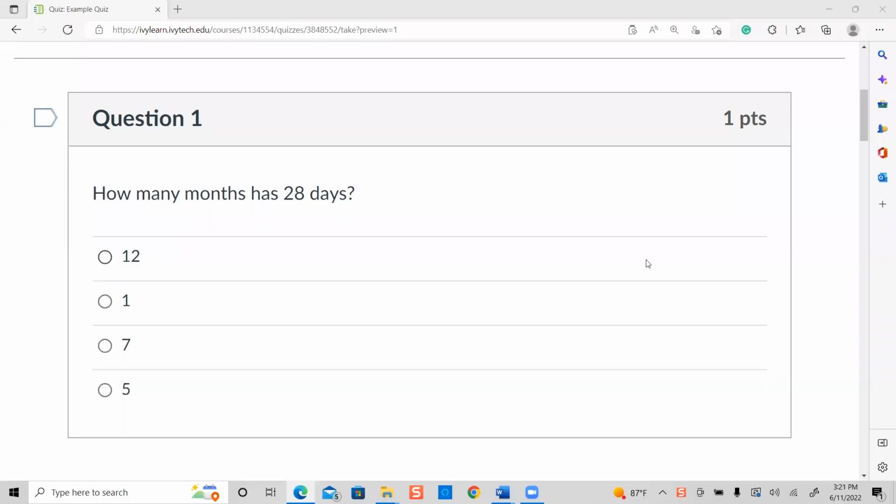Hello, so let's discuss how to answer questions in Canvas. You may be given a specific assignment like an exam or a homework assignment or a lecture quiz, whatever it may be. There are multiple ways an instructor can set up for you to answer that question.